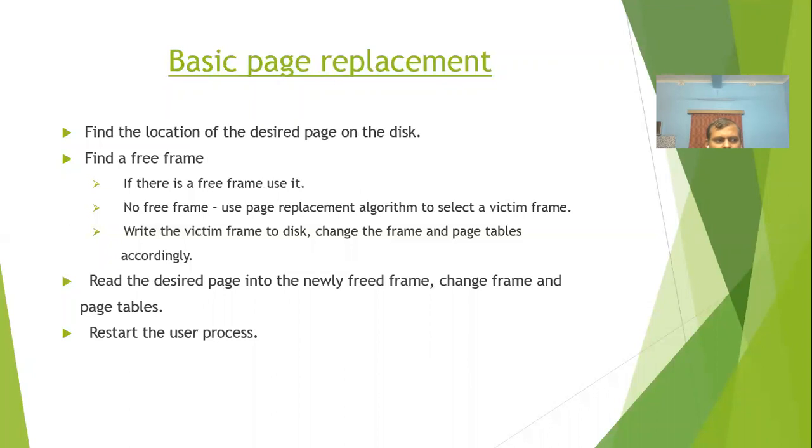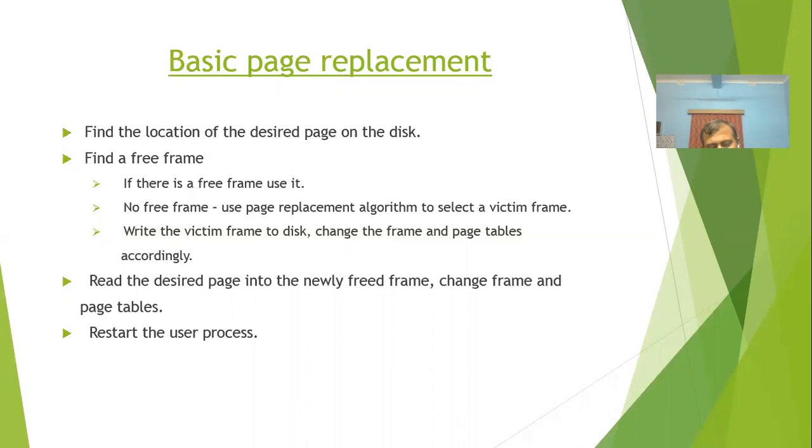So what is the main theme of page replacement? The basic theme works like this. Whenever a page fault occurs, that is, a particular page is not found in the physical memory, to service that page fault, first of all, the operating system should find the location of the desired page on the disk, and after that a free frame should be made available. If there is a free frame already available, then we can definitely use it. If there is no free frame, then we have to select a victim frame.